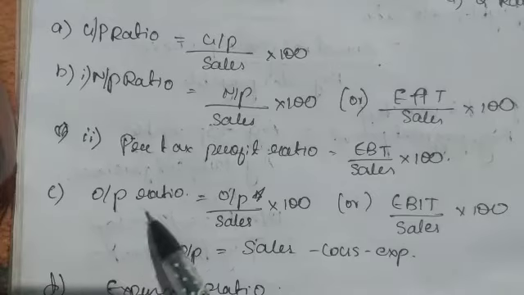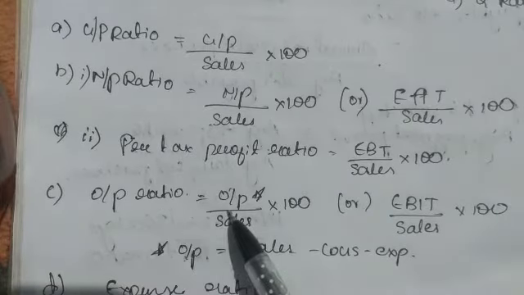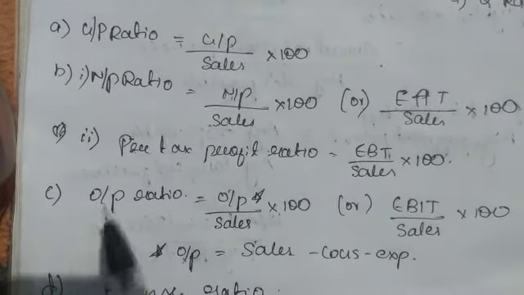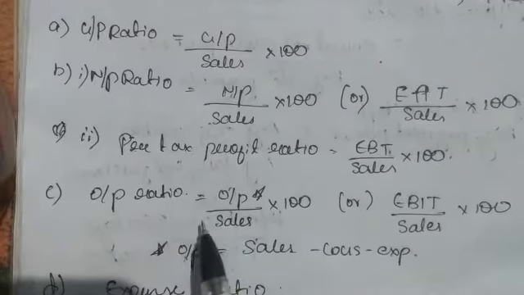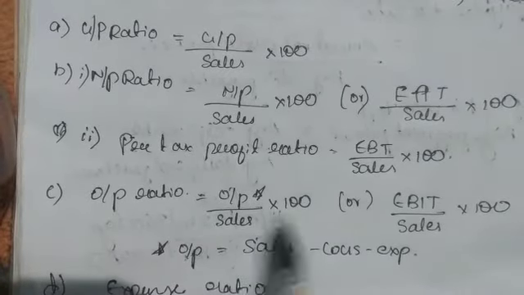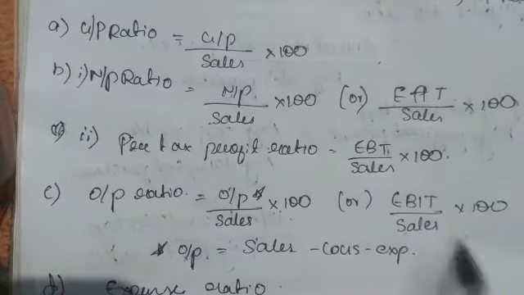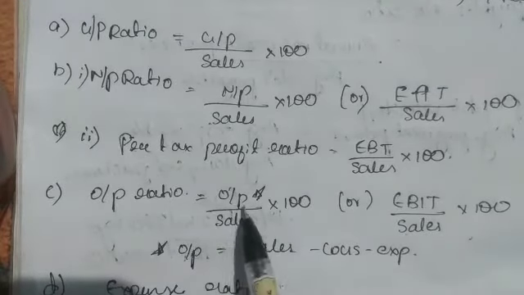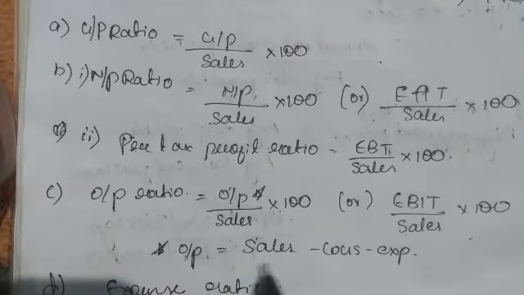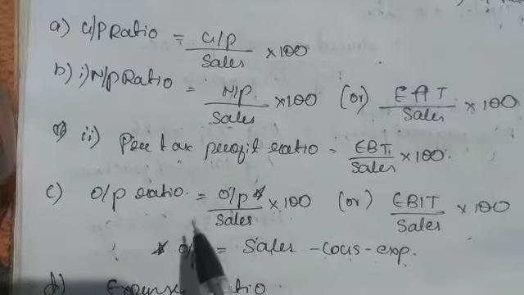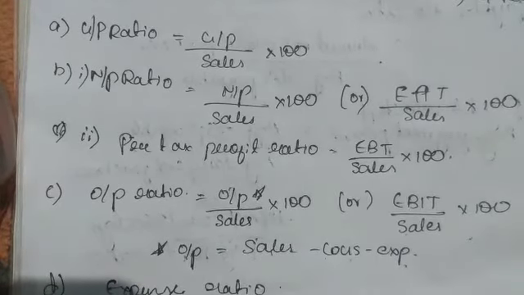The next is operating profit ratio: operating profit divided by sales into 100, or EBIT divided by sales into 100. To find this operating profit, we'll use this formula: sales minus COGS minus expenses will be the operating profit.